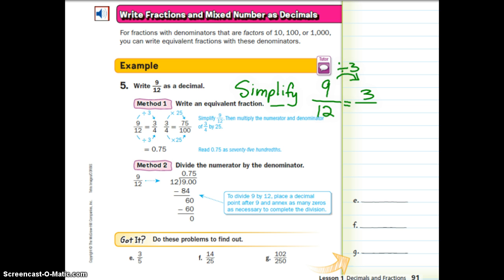9 divided by 3 is 3. 12 divided by 3 is 4. Now we have 3/4. If I can get this up to a multiple of 10, tens, hundreds, thousands, then I already have it in its place value form. In this case, 4 times 25, because there's 4 quarters in a dollar, that'll get me there. So we know that's 75 hundredths. Once you get it up to a place value, then you write it in decimal form, 0.75.